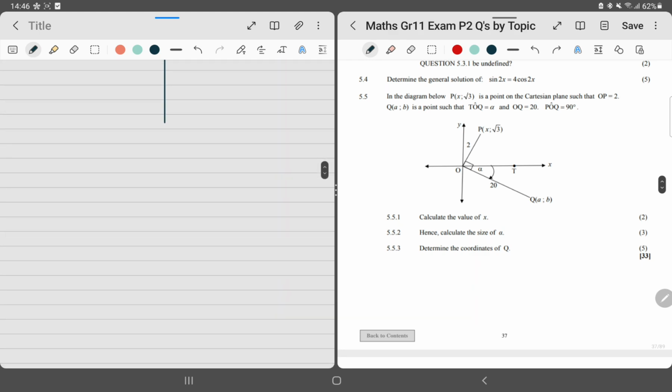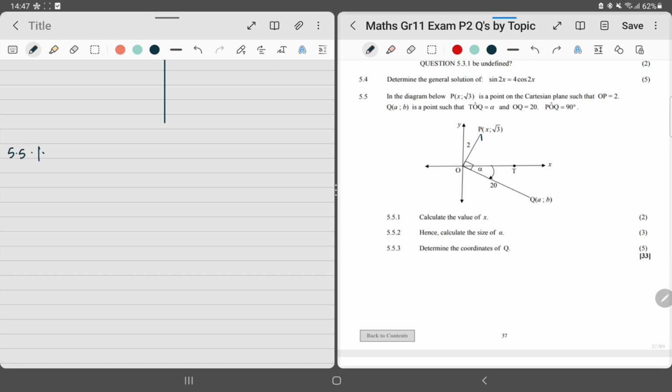Then 5.5. In the diagram below, P is given by the coordinates x and square root 3, a point on a Cartesian plane such that OP is equal to 2. Q is given by the coordinates A and B, a point such that TOQ is equal to alpha and OQ is equal to 20. POQ is equal to 90 degrees. Calculate the value of x. That's 5.5.1. So the value of x is there.